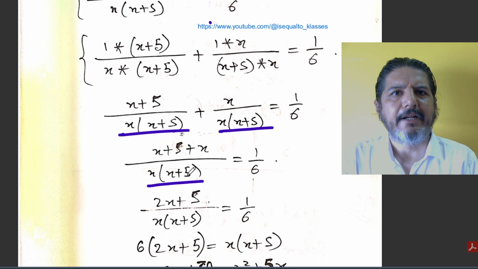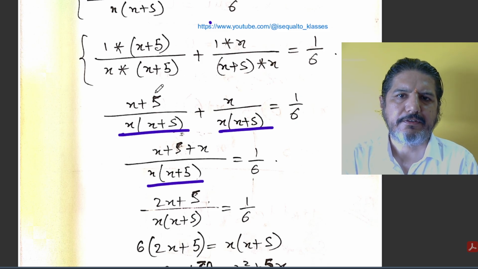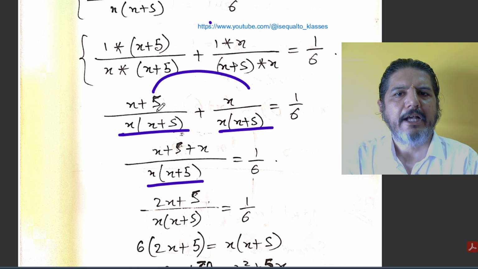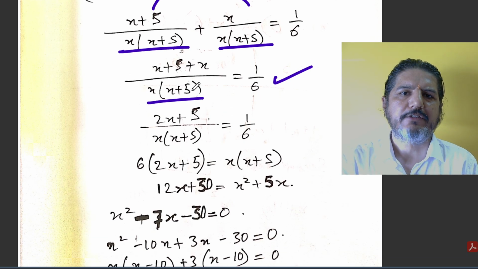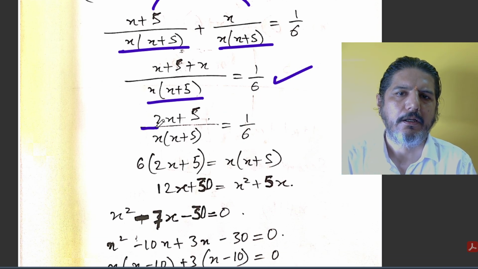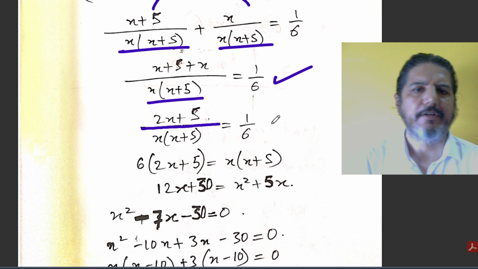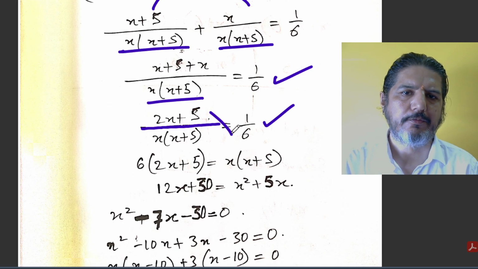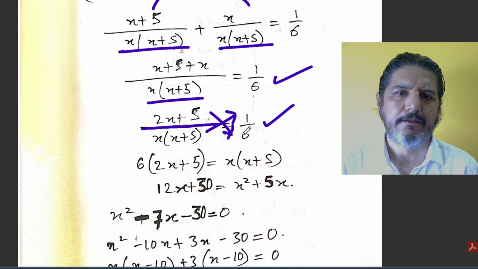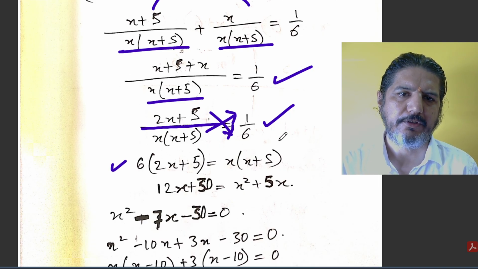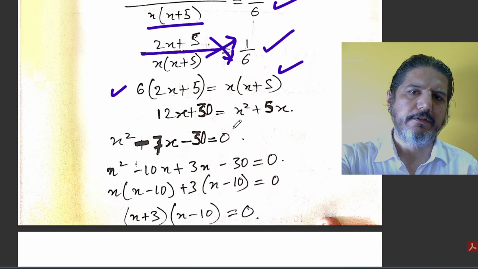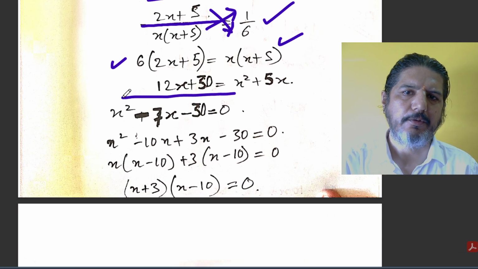Once I have reached this stage, now they have become like fractions. The denominators are same. You just have to add the numerators. x plus 5 plus x is equal to 1 by 6. So this will be 2x plus 5 upon x into x plus 5 is equal to 1 by 6. And then you have to cross multiply. So 6 into 2x plus 5 and x into x plus 5. Solve this. Then this is the quadratic equation which is found.